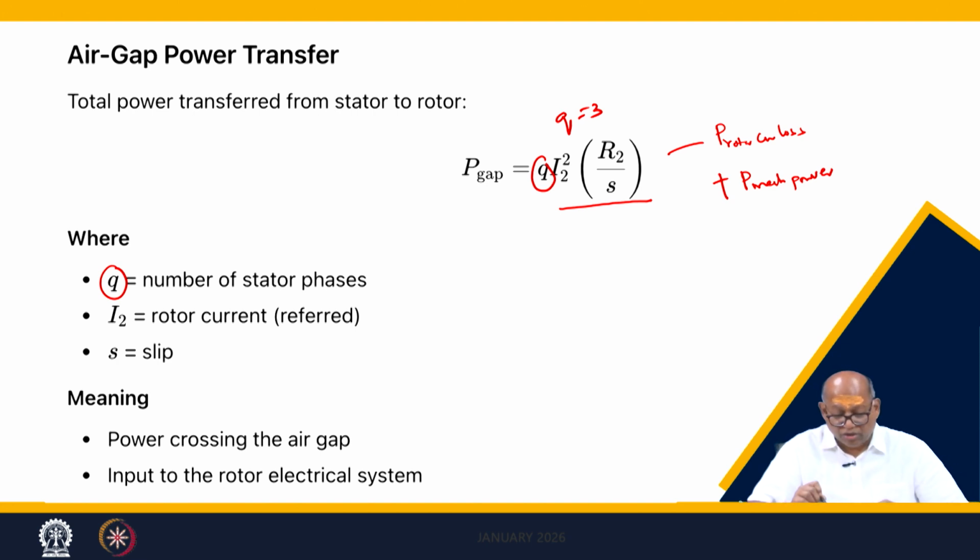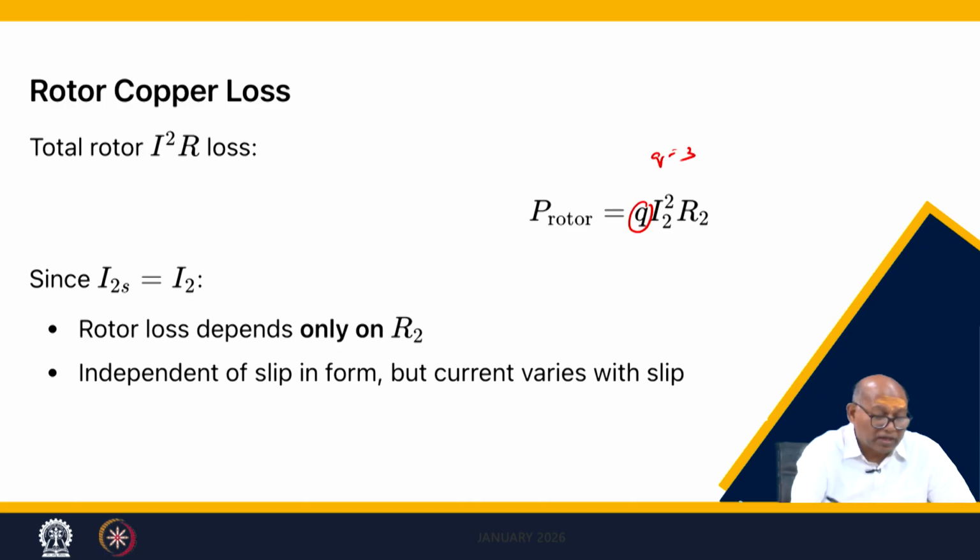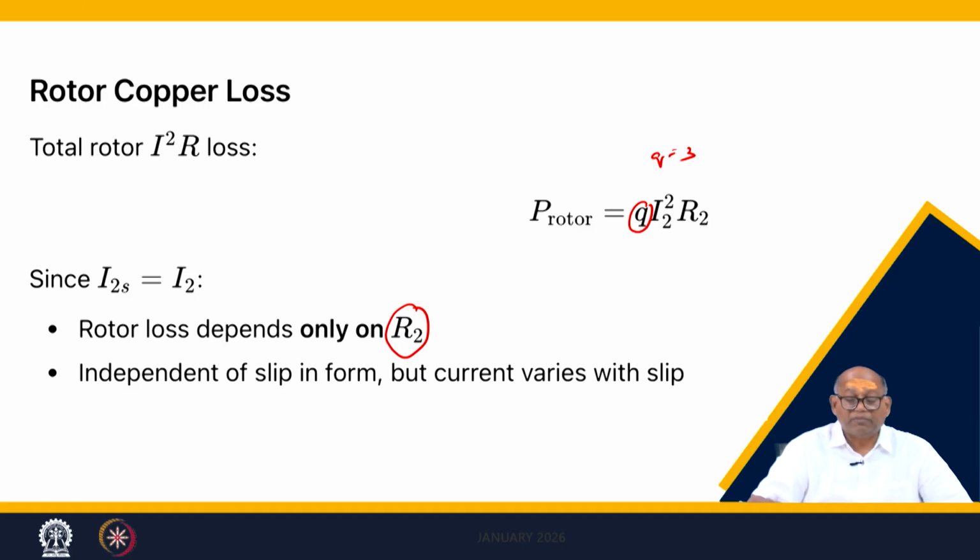So, this is called air gap power. Whatever power goes into the rotor from the stator is called air gap power. The rotor copper loss, Q is equal to 3 here, but I am putting Q because it can be generic. This rotor copper loss depends only on the resistance. Remember, rotor copper loss is independent of slip.